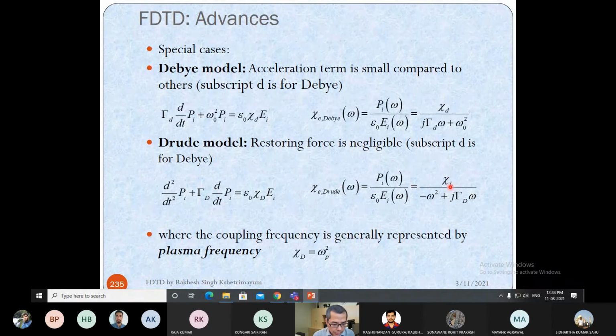So the susceptibility is chi_D divided by (minus omega² plus j gamma_D omega), where chi_D is the coupling coefficient for the Drude model and gamma_D is the damping coefficient for the Drude model. This is how you get the Debye model and the Drude model from the Lorentz model. In the Debye model, you neglect the first term. In the Drude model, you neglect the last term on the left-hand side of the Lorentz model.